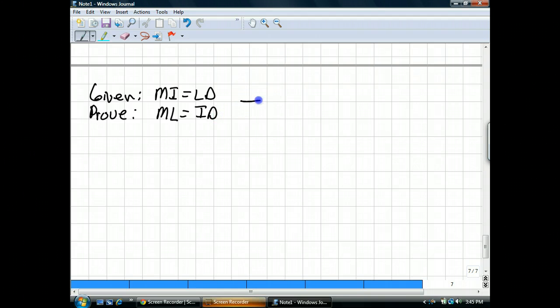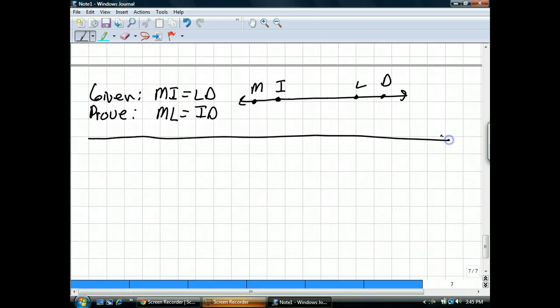There should be a picture that relates to what we're talking about. So this is point M, this is point I, this is point L, and this is point D. Normally in our class, we are going to do what's called a two-column proof, where the first column is the statements, and the second column is the reasons that you can make that statement.